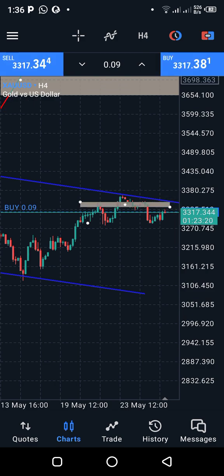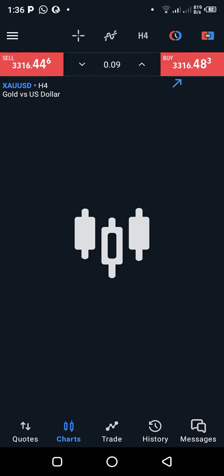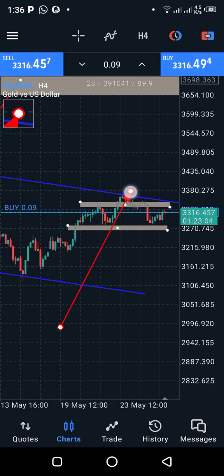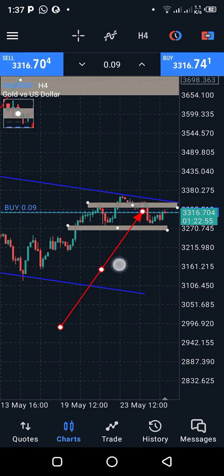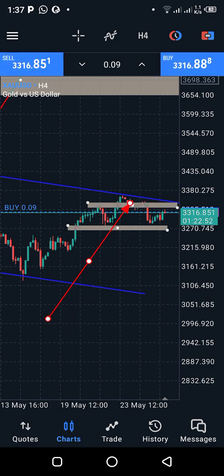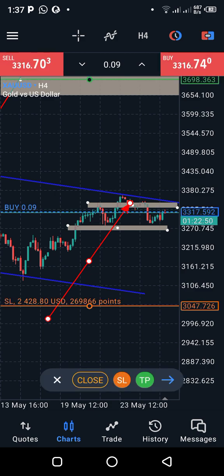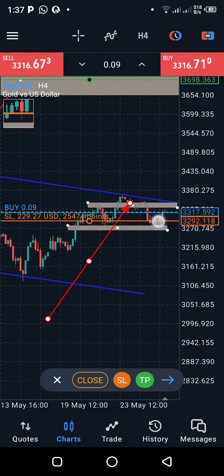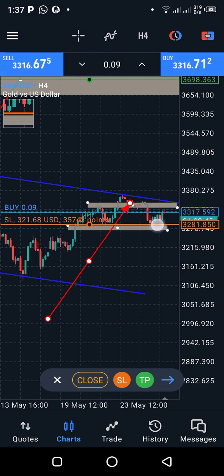Also, we have a kind of a Quasimodo around here. So we have the head right here. We have the left shoulder. Then we have the right shoulder, which is currently forming. So if we expect price to at least reach that zone, but if price doesn't reach that zone, we want to get out of this trade when we have a loss of around, this is my first stop loss below this zone. That's around $200 of a stop loss.